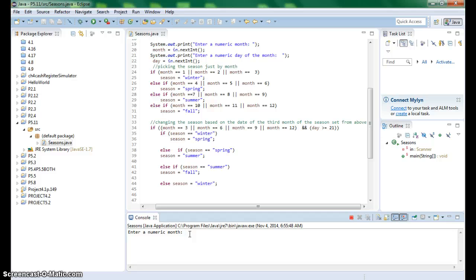So I'm going to do the same for June, and I'll go to the 12th because that should be spring. Okay, so the season for 6/12 is spring, and I will do 6, numeric day of the month. I'll say 27. See, that should be summer. Okay, the season for 6/27 is summer.